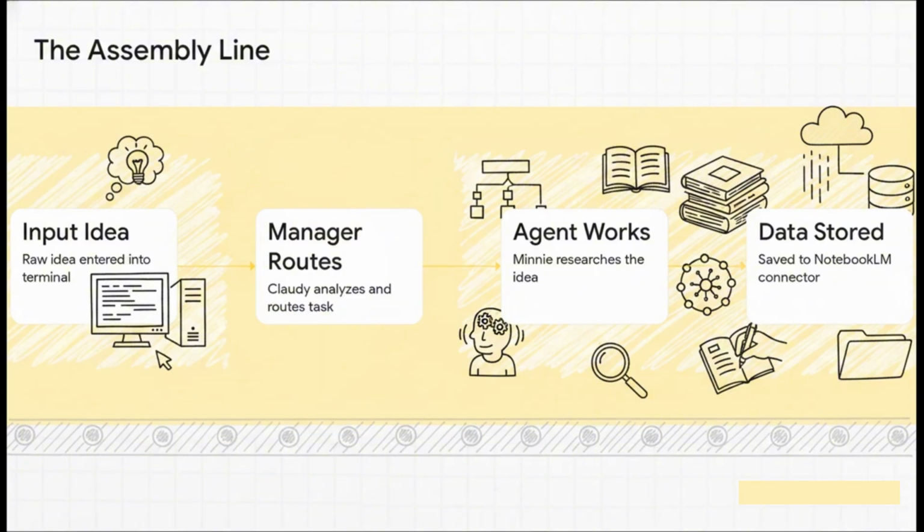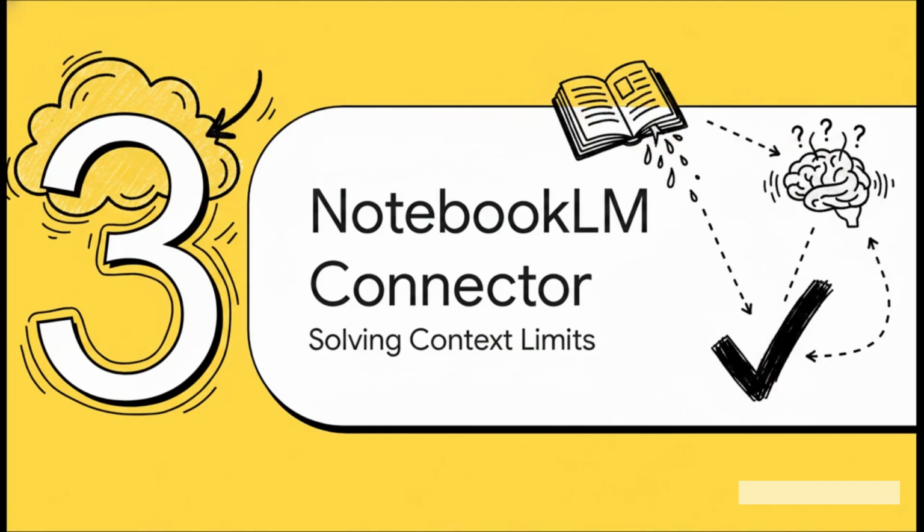Let's say the creator has a random thought about how new microchips might impact the stock market. Step 1, they just dump that raw idea right into the terminal. Step 2, Claudie, our manager, sees it, recognizes it's a content idea, and routes it over. Step 3, Minnie catches it, does a deep dive research session, and flushes out all the angles. In Step 4, all that synthesized data gets saved straight to an external database. It's literally a fully automated assembly line, running silently inside a folder on their computer. Mind-blowing. Section 3. The Notebook LM connector, solving the context limit.